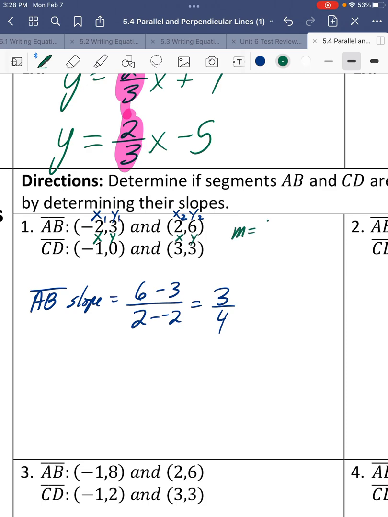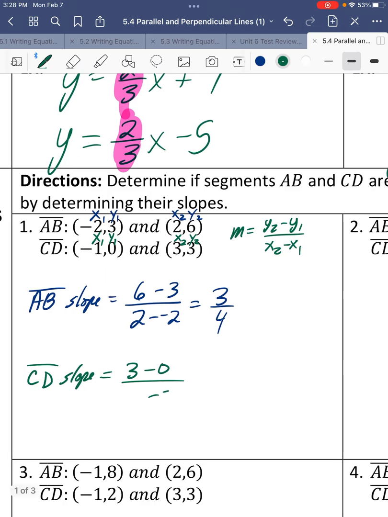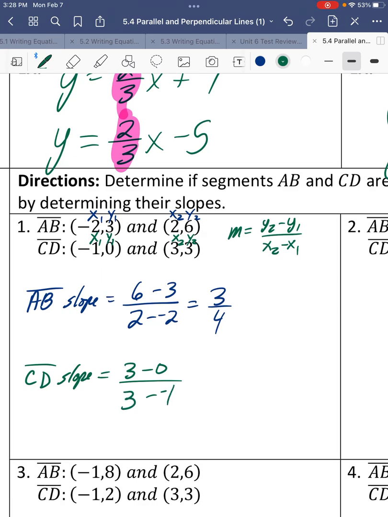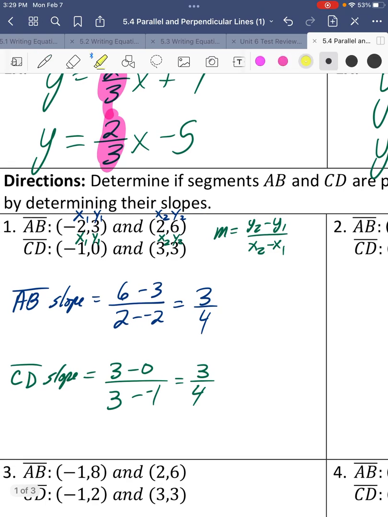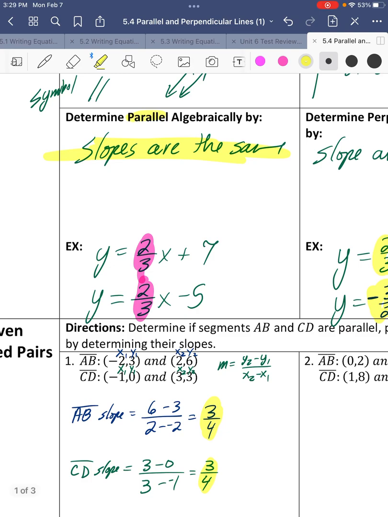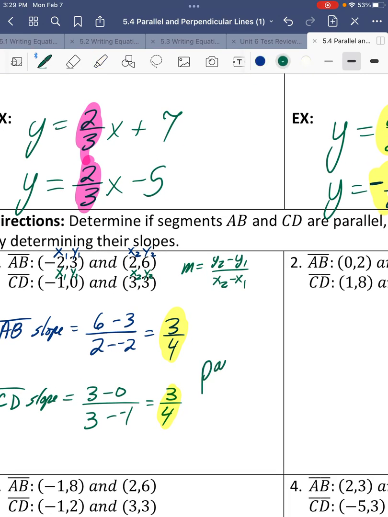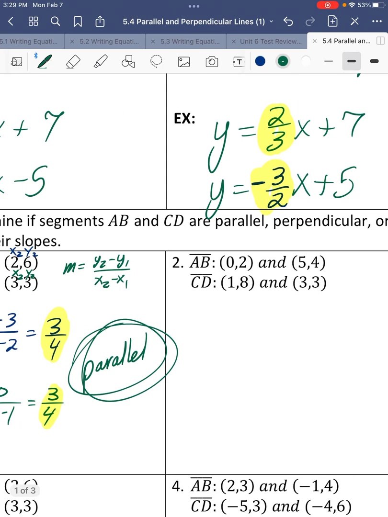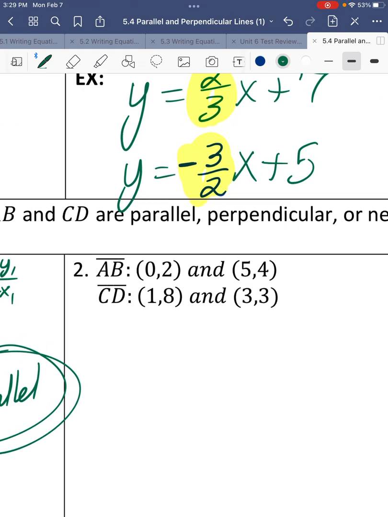Now let's go with CD. I'm using the slope formula: y2 minus y1 over x2 minus x1. So for line CD, I label the ones and twos, then y2 minus y1 over x2 minus x1. The numerator simplifies to 3, the denominator simplifies to 4. Let's compare these fractions. 3/4, 3/4. Well, they're the same. If they're the same, then they are parallel. So that's my answer, parallel.